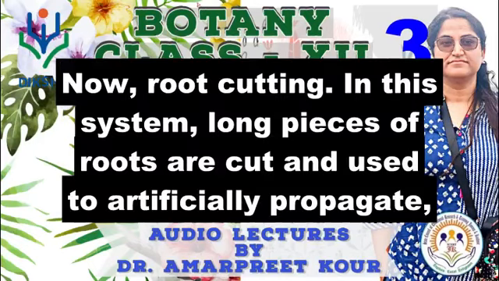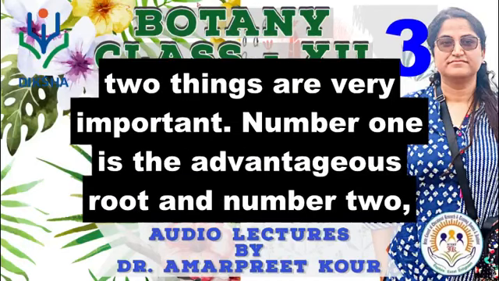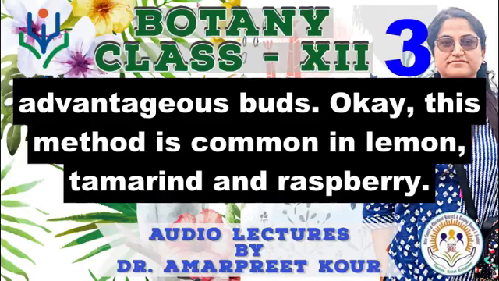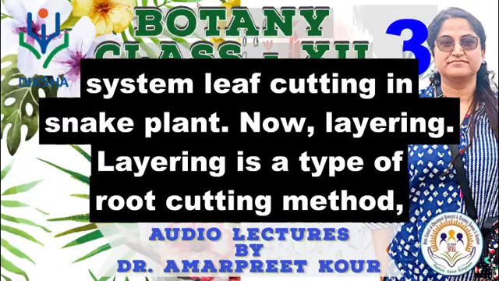Now root cutting. In this system, long pieces of roots are cut and used to artificially propagate into new plants. Remember, for generation of a new plant from any of the cuttings, two things are very important. Number one is the adventitious root and number two, adventitious buds. Okay? This method is common in lemon, tamarind and raspberry. And for leaf cutting, I will give you the example of snake plant. Okay, we propagate by leaf cutting in snake plant.